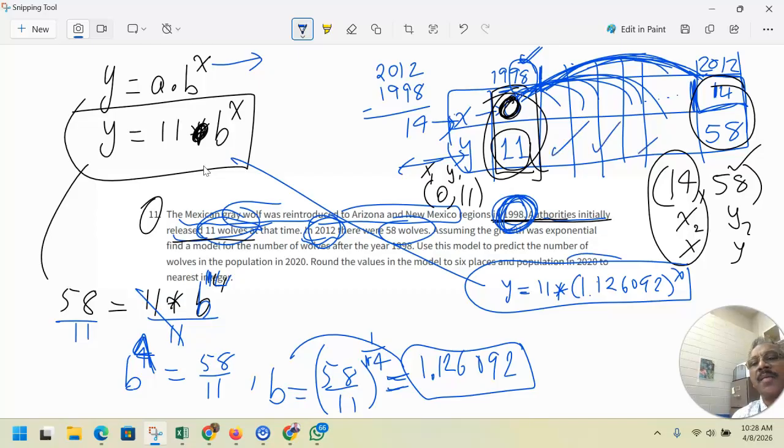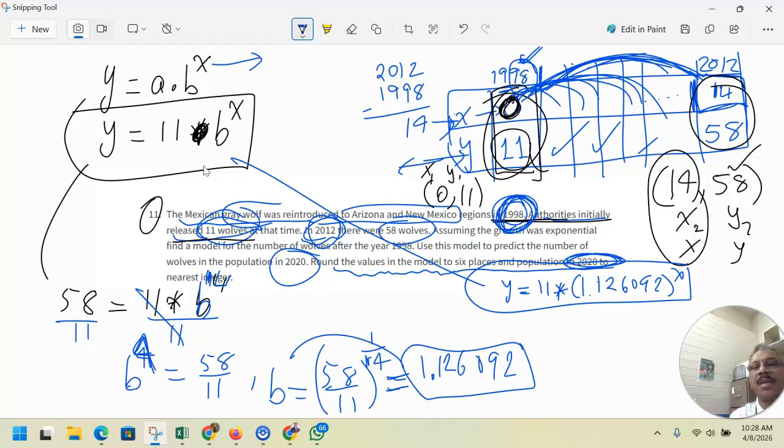There's one more question they're asking, in the year 2020. So round the values in the model to 6 places for the population in the year 2020. So that's what we did already. Yeah, that's it. They are not asking you any more questions.